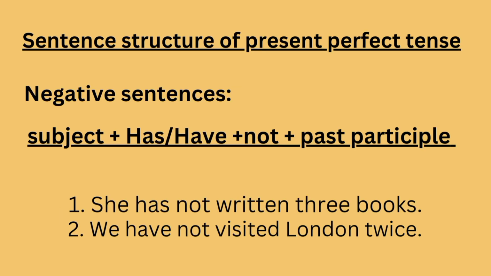To form negative sentences, you just need to add not after the auxiliary verb has or have. Let's understand with example. She has not written 3 books. We have not visited London twice.